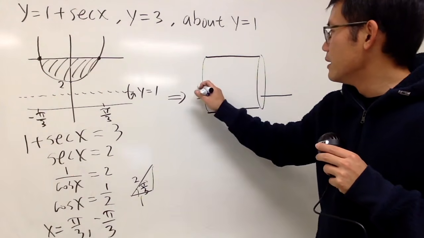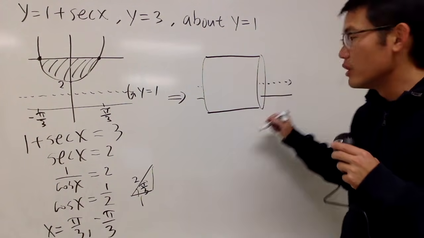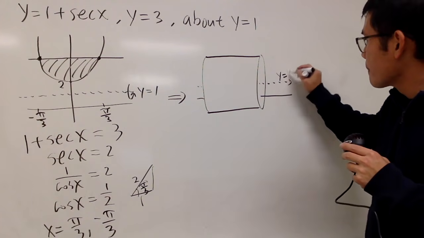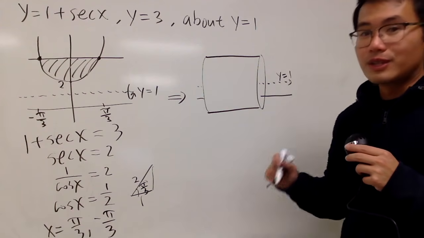And here is where we are rotating about. So this is the center. Right? This is like the middle. This is y is equal to 1. Right? And then we are going to find the volume of this. So let's go ahead and do that first.